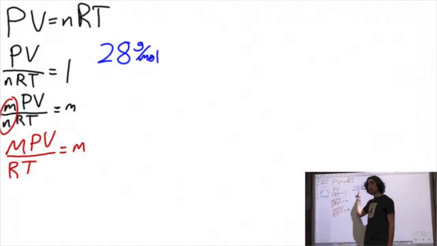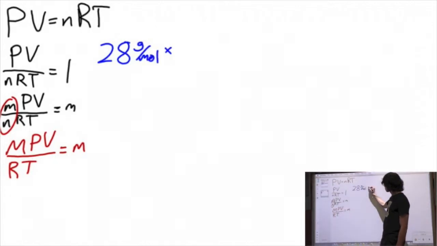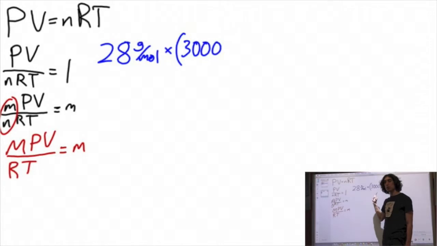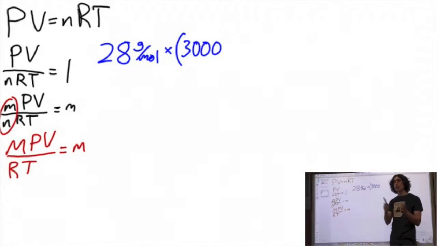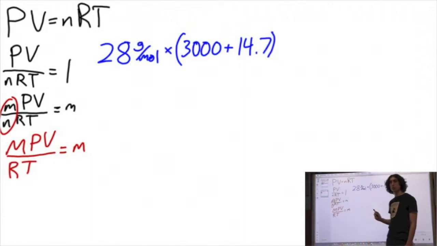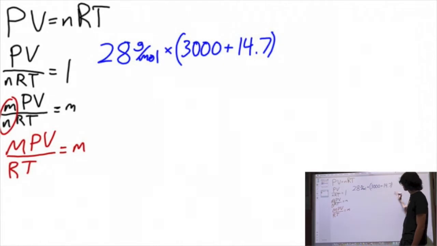Molar mass, 28 grams per mole, that's nitrogen. Multiply that by 3,000 psi. But is it just 3,000 psi? 3,000 psi is the gauge pressure. So that's the difference between the tank and the atmosphere. So the absolute pressure in the tank requires us to add on the pressure of the atmosphere as well, which is 14.7 psi.